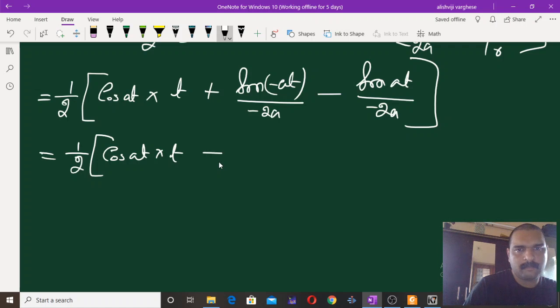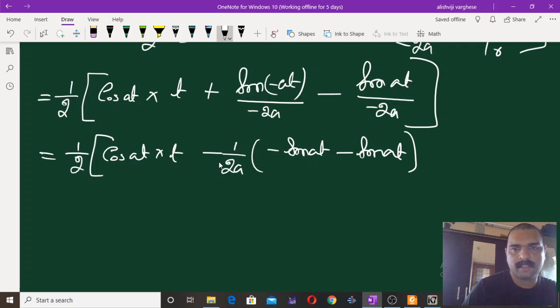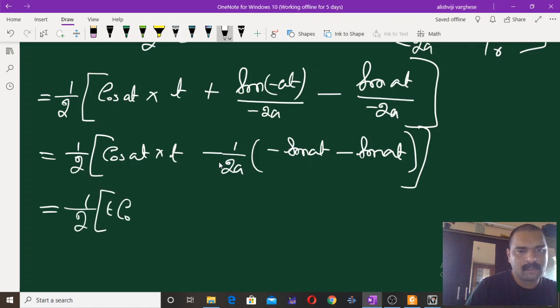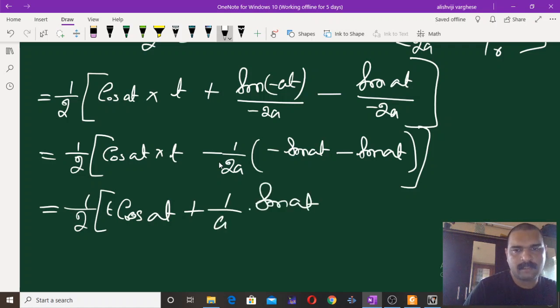We can take this minus 1 by 2a as a common factor, and what remains is minus sin at, and here we have minus sin at. So sin of minus theta is minus sin theta, so it is minus sin at minus sin at, minus 2 sin at. Then we can simplify one more step. It is 1 by 2 into t cos at. Then this minus can take outside, so it becomes plus. 2 and 2 get cancelled, so it is 1 by a sin at.